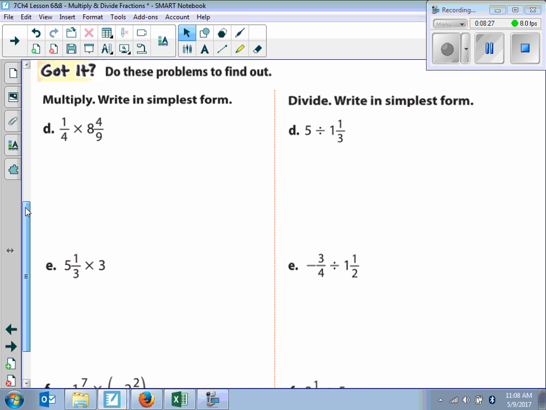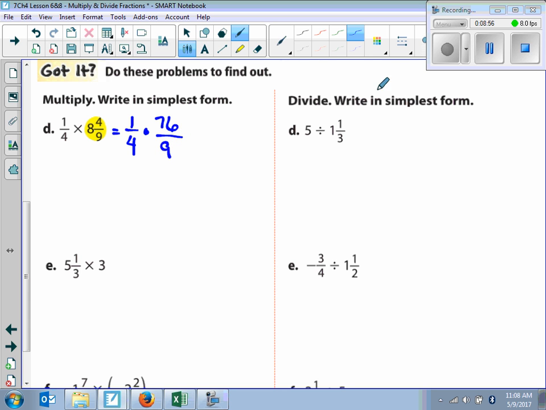So for example D for multiplying and dividing, let's do the multiplying first. The first thing we're going to do is change that mixed number to an improper fraction. Okay? So we're going to have 1/4 when we rewrite, 1/4 times, this is going to be 76 over 9. Right? And then, of course, we will simplify before we multiply, right?